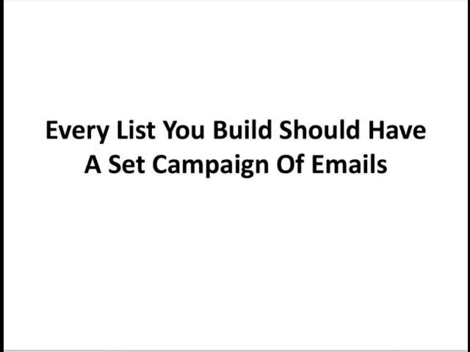Now, every list you build should have a set of campaign emails that you send out. In other words, when you're starting a new list that you're going to send prospects to, to try to get them to subscribe to the list, you need to have a set number of emails set to automatically go out in the very beginning to try to automate making the initial know, like, and trust with you so that you get people to open your emails on a regular basis.